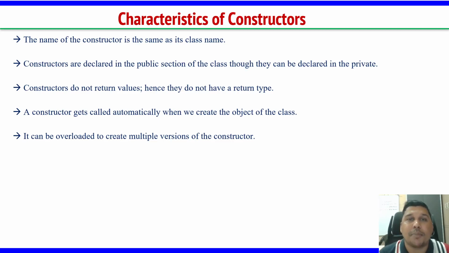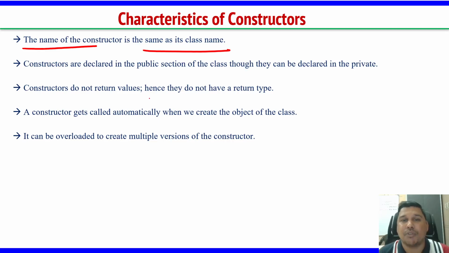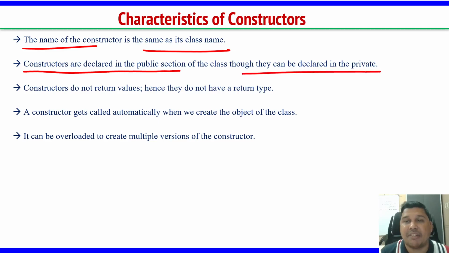Some important points to keep in mind when you work with constructors. The first one: the name of the constructor is the same as its class name. We already know this. Constructors are declared in the public section. Generally they are declared in the public section, though they can be declared in private, but the recommended one is to declare them in the public section. Because in a class we have private section, public section and protected section, so we have to declare the constructors in the public part.